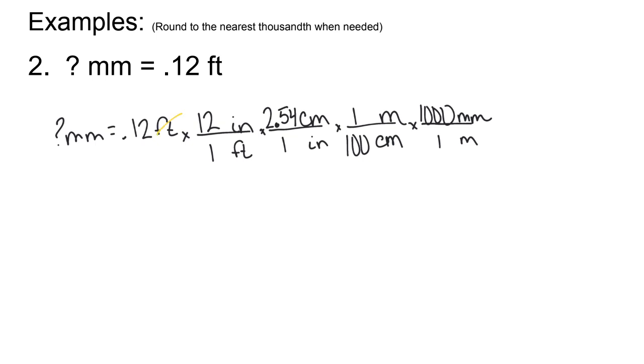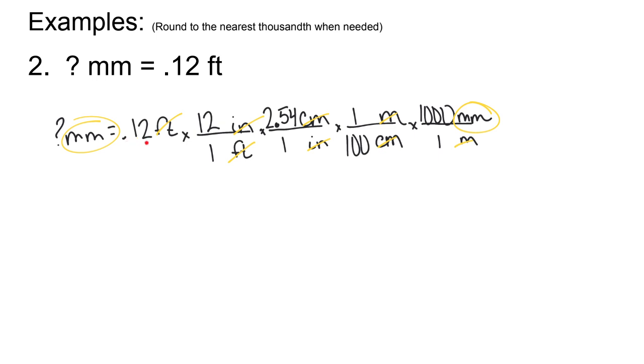Let's see if we've done it. Feet on top cancels with feet on bottom. Inches on top and bottom. Centimeters on top and bottom. Meters on top and bottom. And I'm in millimeters, which is what we wanted. Next, we're going to grab a calculator. We're multiplying everybody on top.